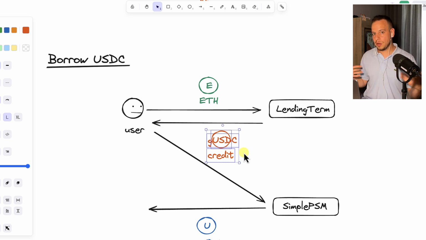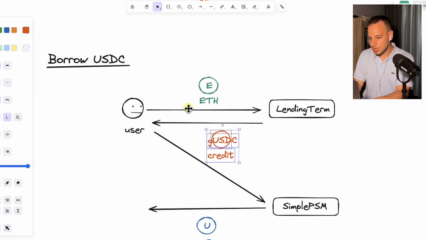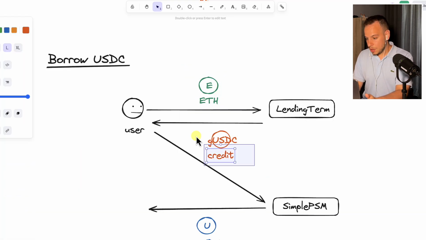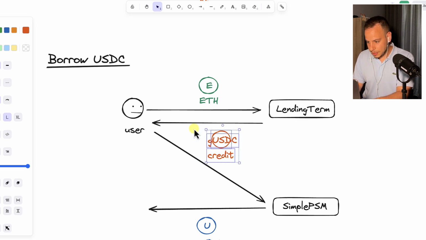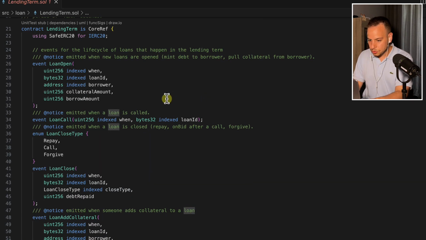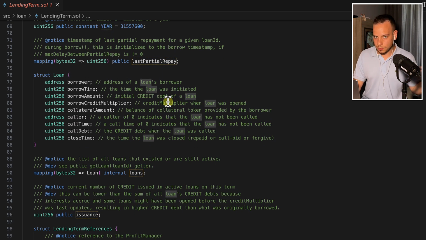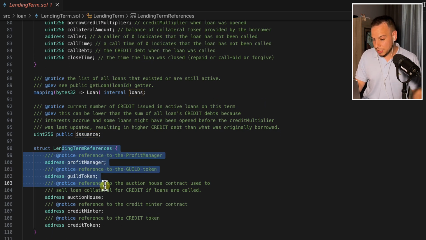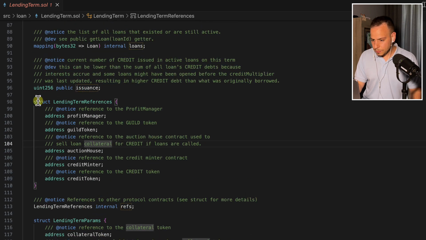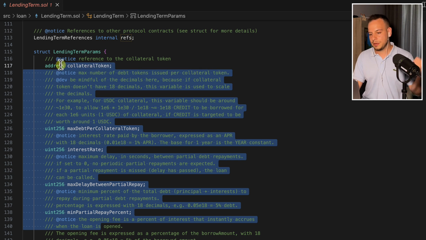So you're going to deploy the same smart contract, this one, lending term.sol, but the parameters will basically say which collateral token is being deposited, which credit token is being minted, and other parameters like what is the ratio between them, how many credit tokens you could get per each collateral token, or other parameters that we won't get into right now, only when we get into the findings because they have some issues. So these are references, but these are parameters. All these parameters will determine the lending term.